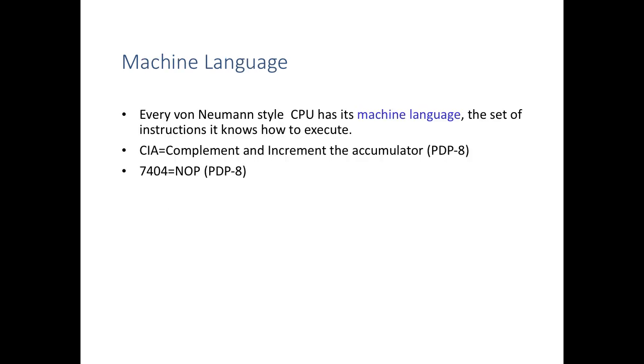Von Neumann-style machines typically have a machine language, and that is an instruction set that it knows how to execute. For example, CIA, complement and increment the accumulator from the PDP-8, allows you to do 2's addition and subtraction because it gives you 2's complement. 7404 is a low-level octal machine instruction for doing no operation, also from the PDP-8. You can program these things directly in through the front panel of the PDP-8, which has the fancy blinky lights.